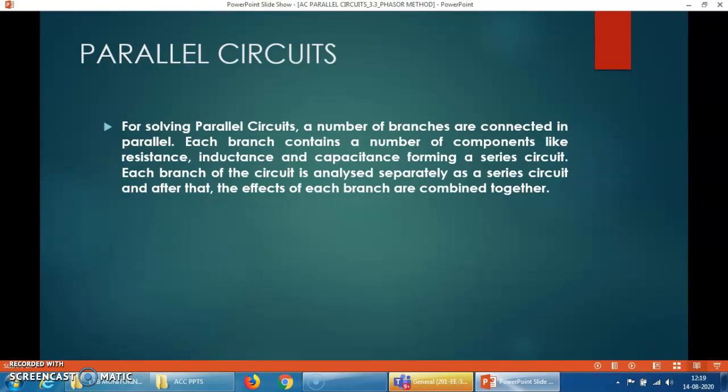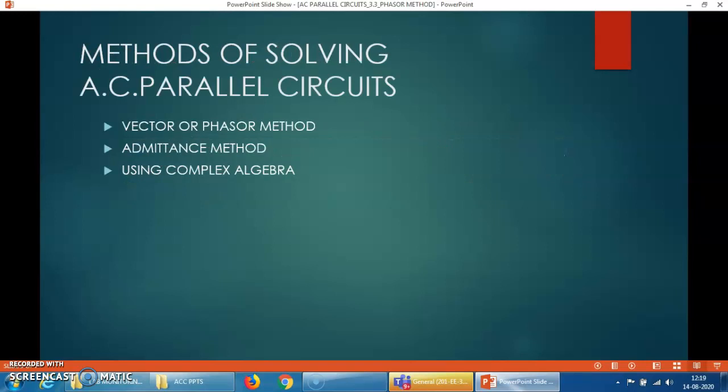So in a parallel circuit, a number of branches are connected in parallel, and each branch contains a number of elements or components like a resistor, inductor and capacitor, forming a series circuit. So it may be complicated to solve any parallel circuit. There are various methods to solve the AC parallel circuit.